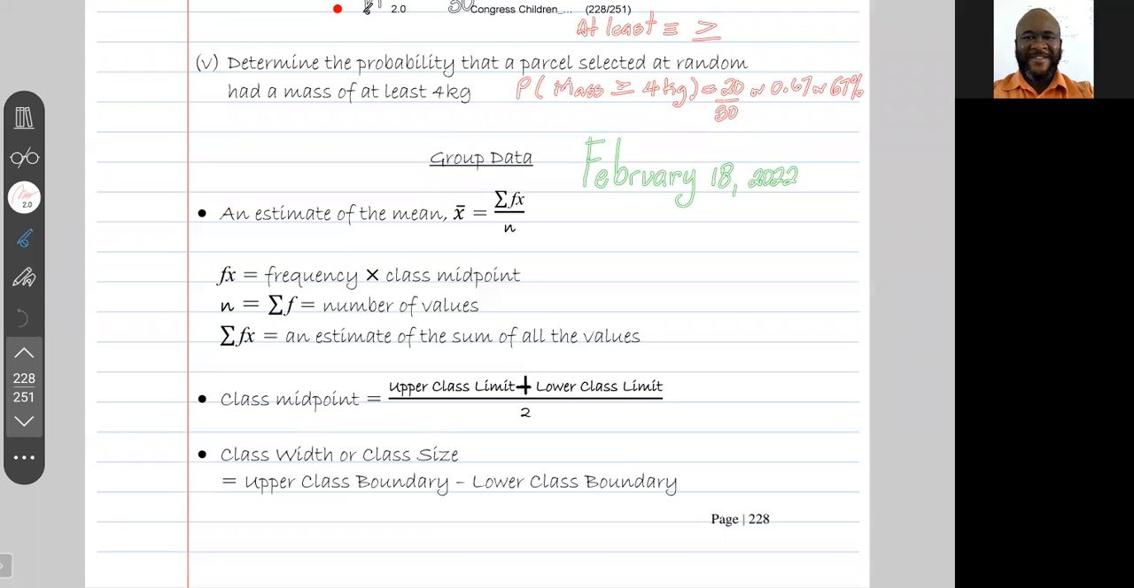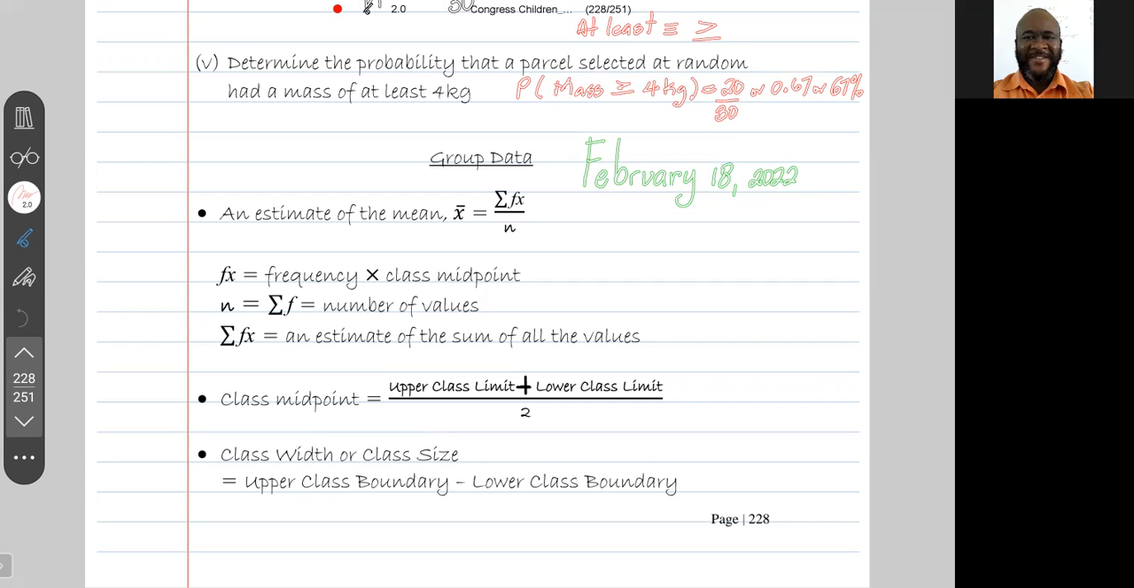Under group data, we need to know how to determine an estimate of the mean. And as we progress, you will see why in group data, the mean that you calculate is an estimate. As I say, as we progress, you will see why the mean is called an estimate.